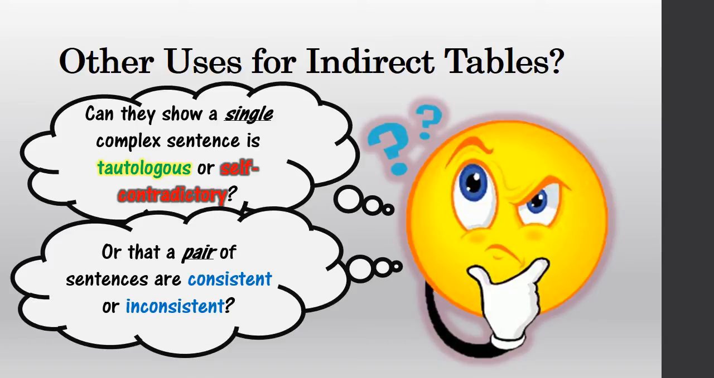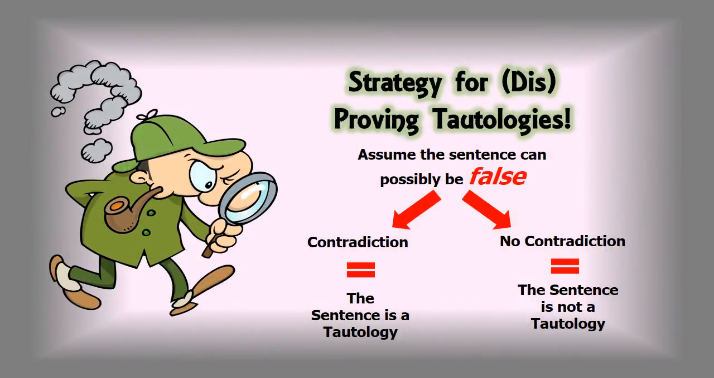Let's take a look. Now, the strategy for disproving tautologies or proving them is pretty much to assume that the sentence could possibly be false. If you're led to a contradiction, then the sentence could not possibly be false. The sentence is a tautology. But if you're not led to any contradiction, then the sentence is not.